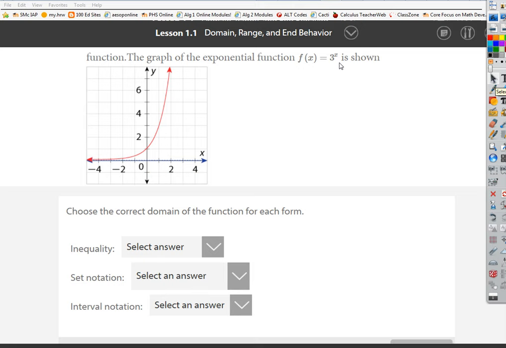Okay, so looking at the function, actually let's look at the graph first. Does it seem like there are any values of x that aren't going to work? What do you think? Any ideas? I don't care, just throw it out, it doesn't have to be right. Let's just talk about this.